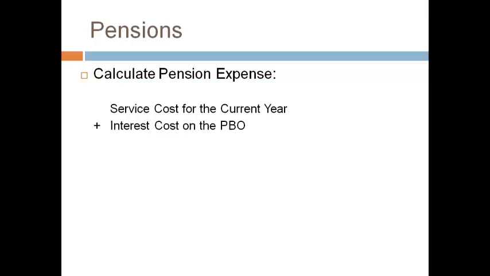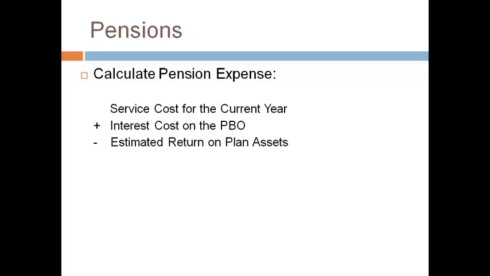Interest is added for the time passed during the year. This is necessary because the service cost is at the present value of the total benefits to be paid to employees. Present value is without future interest cost, and interest must be added as time passes.